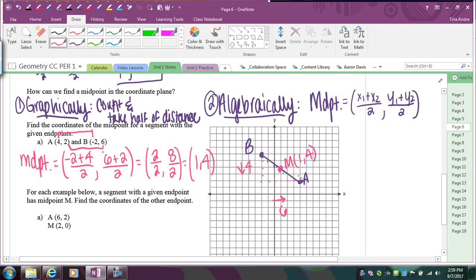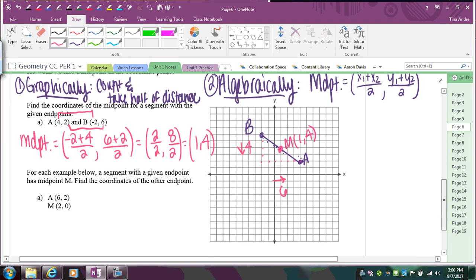This is your x value. This is your y value. You're taking the average of the two x's. You're finding the middle of it. And you're finding the average of the y's. You're finding the middle of it. So there you go. You get the same answer. So that's using the formula to find the middle.